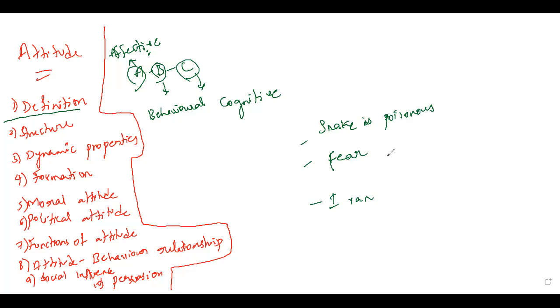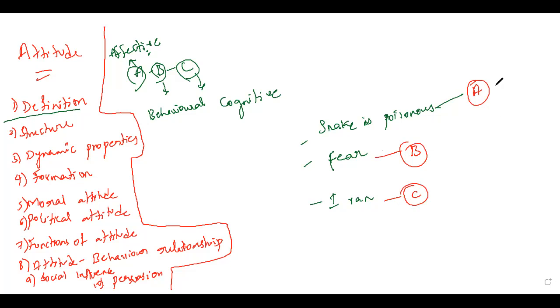Snake is poisonous, affective. Okay, you are right. You are saying this is effective. Okay, fear is behavior. And I ran, cognitive. Okay. So is anyone else want to try?